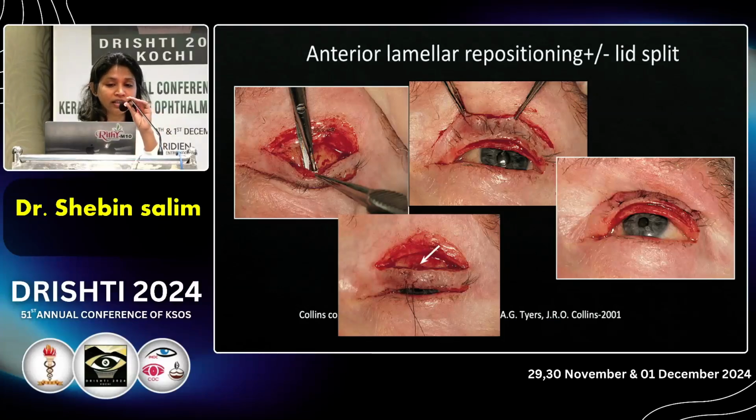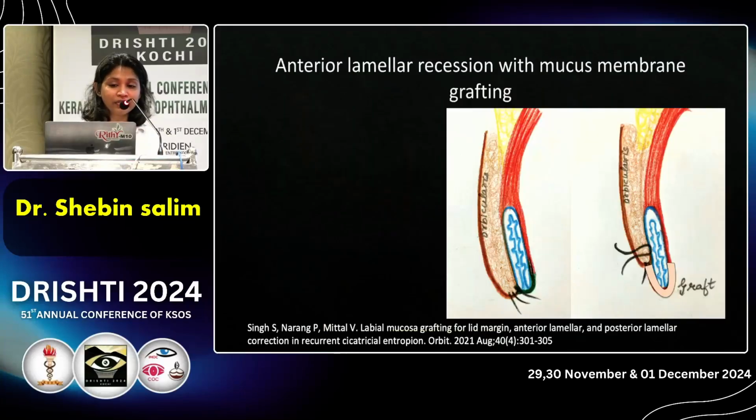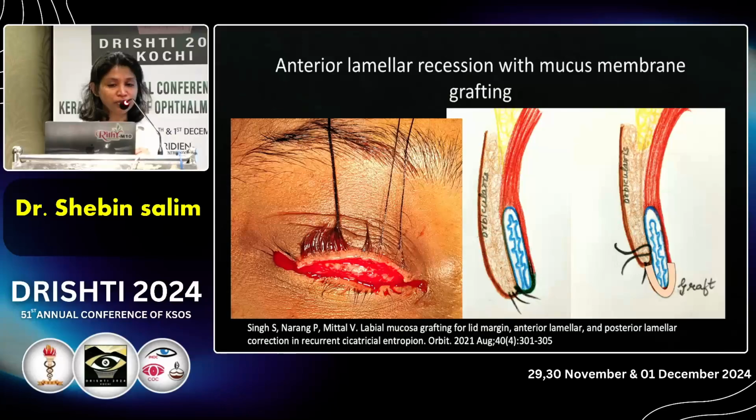And again, if there is an entropion, an anterior lamellar repositioning and lid split can be done, especially in case of overhanging anterior lamellae. But when there are cicatricial changes, we have to put the mucous membrane grafting.